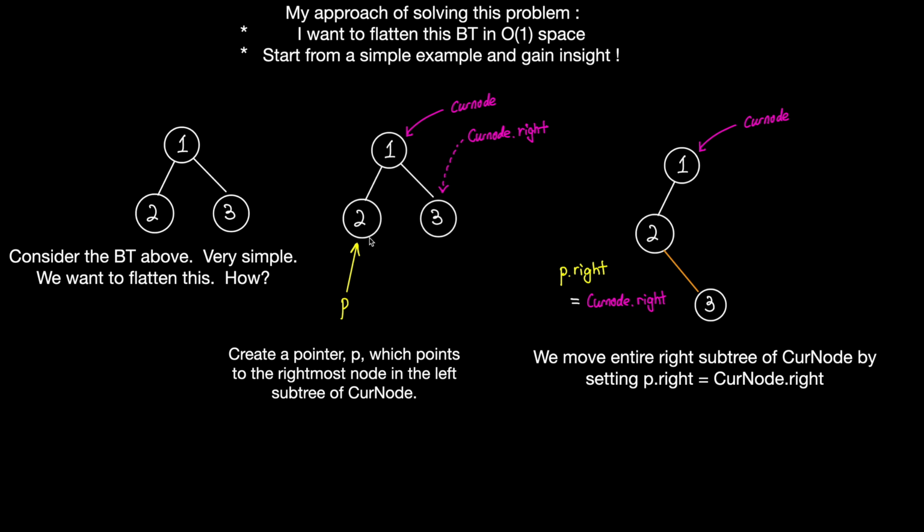So p points to this 2, and then you also set this guy. This is just the current node's right child. So if you set current node dot right, this will point to this guy. Now you can set p dot right equal to current node dot right. What that does is, this guy doesn't have anything. This guy has no right, no left child. But if you set p dot right equal to current node dot right, it will point to this guy.